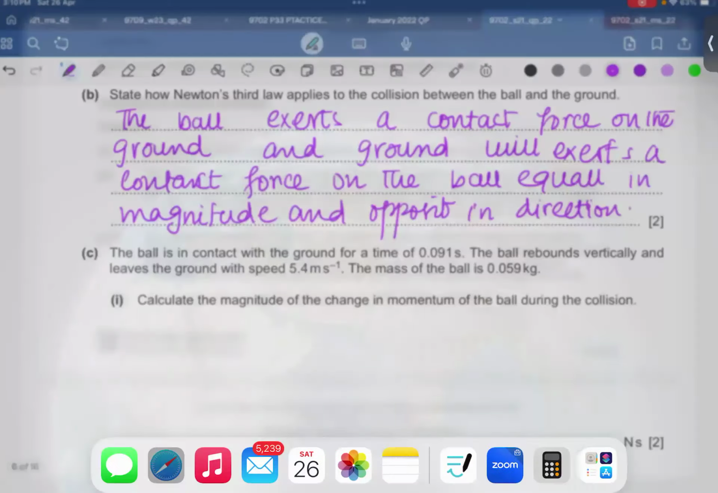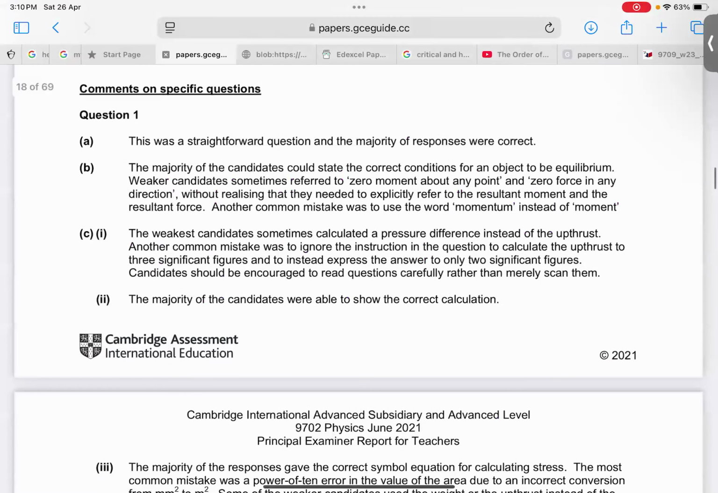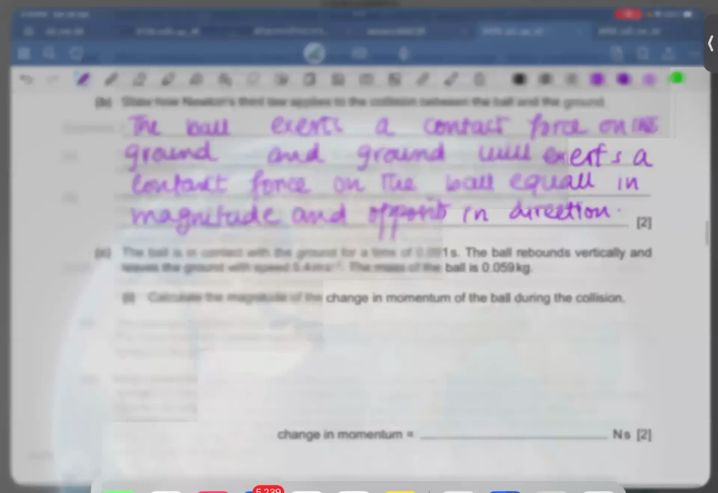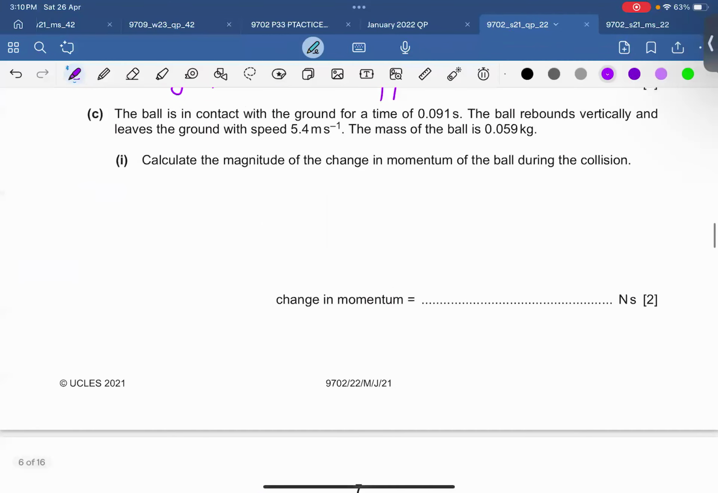Let me also show the examiner report and what it says. Question number 2, part B. A significant proportion did not make it clear that there were two separate forces on the ball. There were two separate forces, one acting on the ball and the other acting on the ground. So your answer should refer to that: there were equal and opposite forces. Some weaker candidates gave only the general statement of Newton's third law without applying it. Okay, fine. Come on, come forward.